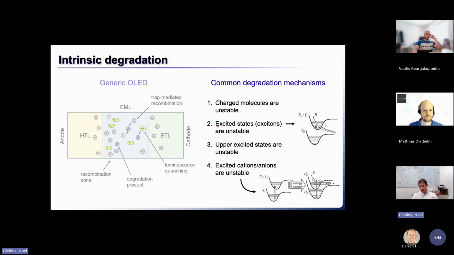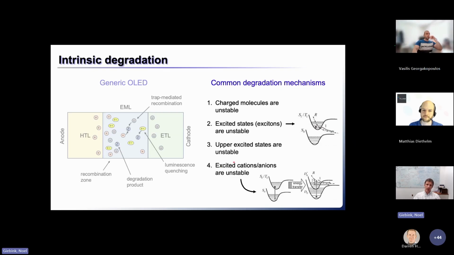Second mechanism is just that excited states, or your excitons, are unstable. You potentially have a dissociative pathway crossing one of your excited states and end up going from your singlet or triplet excited state onto this dissociative pathway. Good evidence for this as well.